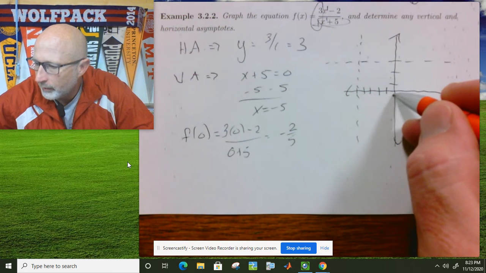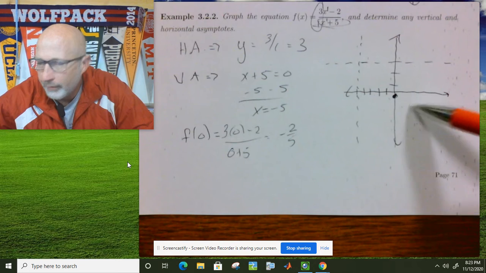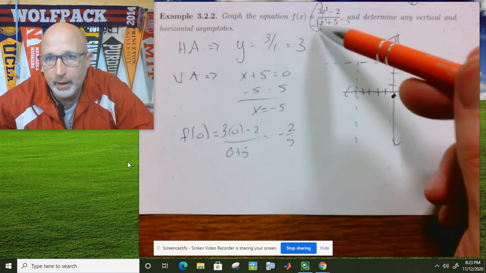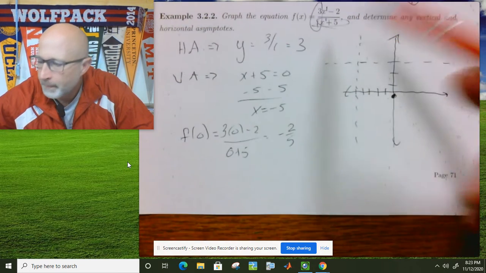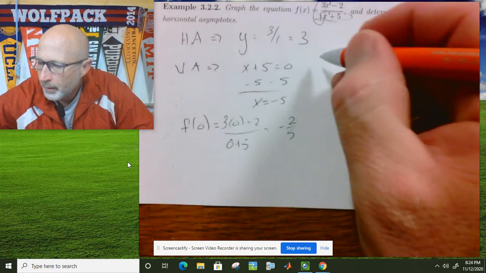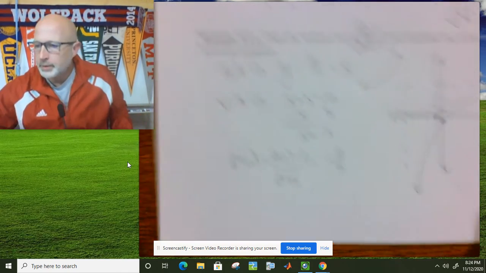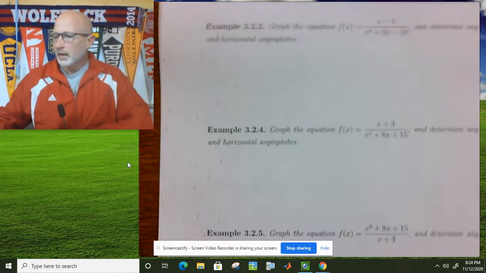It's going to be down here somewhere. So if you look where these asymptotes are, that means my graph is going to be here and up there. Okay, these two places. So the graph is going to come up and go like this and go like that. Okay, next page. Okay, next one.